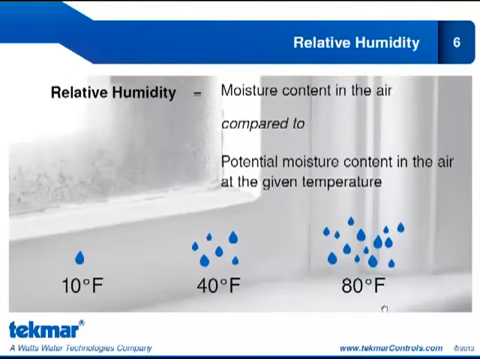Let's review the concept of relative humidity. It is the moisture content in the air compared to the potential moisture content in the air at the given temperature. So relative humidity changes with the air temperature. If you look at the slide, at 10 degrees Fahrenheit, this amount of water in the air might translate to 100% relative humidity. If we increase the temperature of the air to 40 degrees Fahrenheit, that same amount of water might translate to 30% relative humidity.